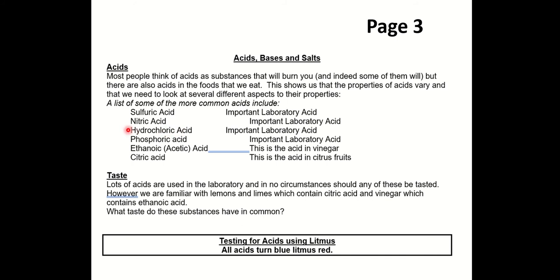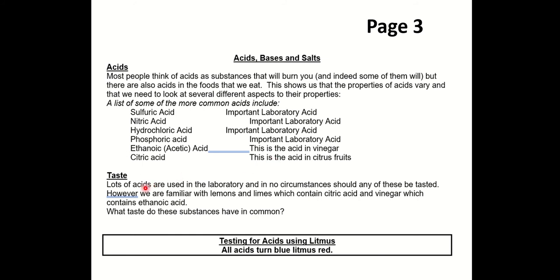There are other acids as well. Phosphoric acid we occasionally come across. This one you're probably very familiar with, ethanoic acid, or the historic name for that was acetic acid, and that's basically the acid that's in vinegar. So whenever you put vinegar onto your chips, that's really what gives you the taste of the acid and so on. And citric acid you're familiar with from citrus fruits like lemons, oranges and so on.